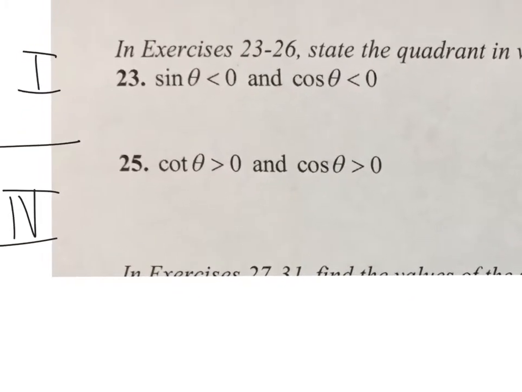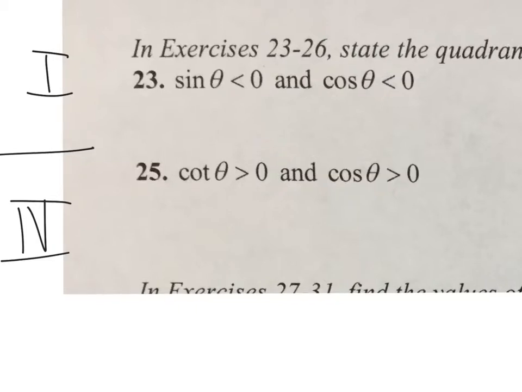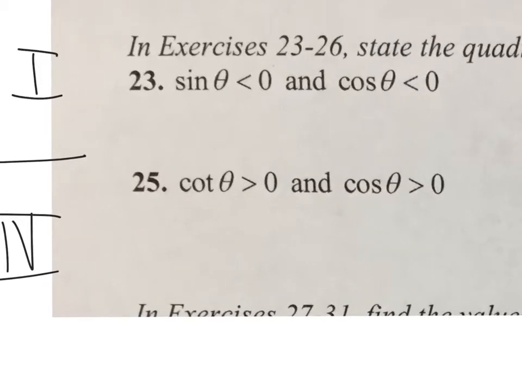Now we want to know where the sine is negative and where the cosine is negative. That's what it means to be less than 0, negative. So when we think about it, the sine is always a ratio of the y value to the r value, so y over r. And since we know that the radius can never be negative, this is telling us that the y value has to be negative.